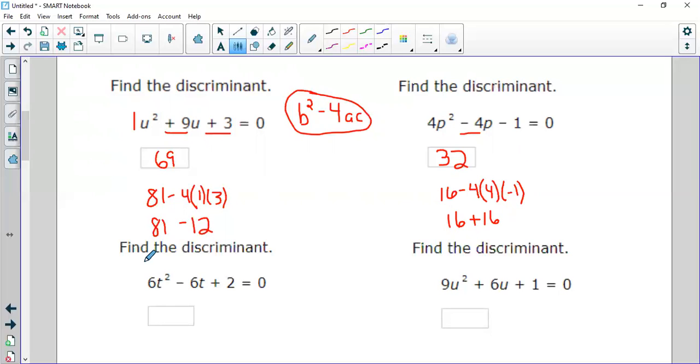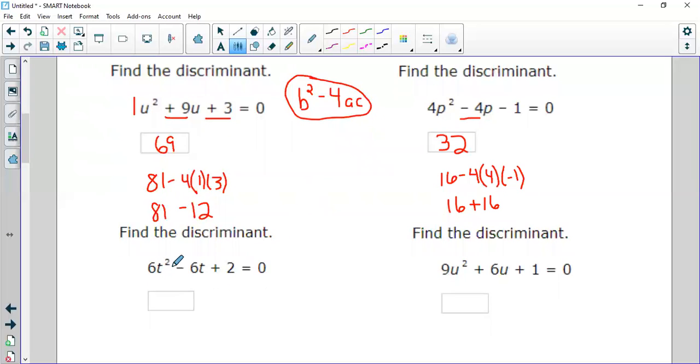Okay. B squared minus 4ac. B is a negative 6, so square that, and I'll get 36. Always get a positive when you square it, even if it's negative. Minus 4 times a, which is 6, times c, which is 2. So 4 times 6 is 24, times 2 is 48. So it's 36 minus 48, which gives me a discriminant value of negative 12.